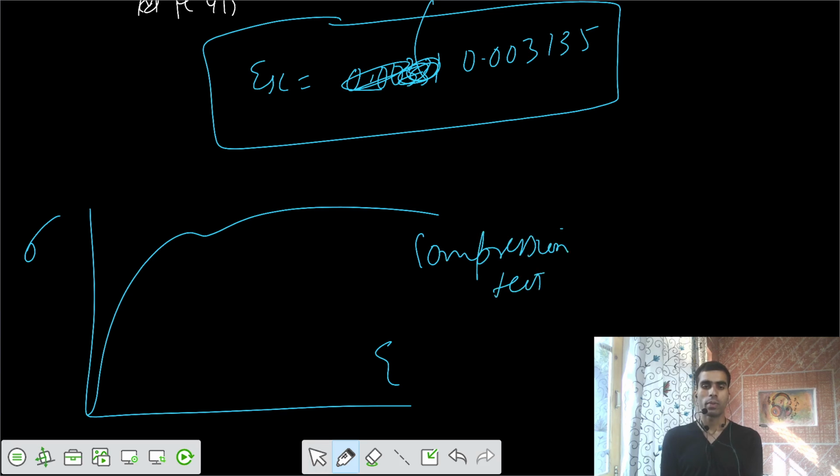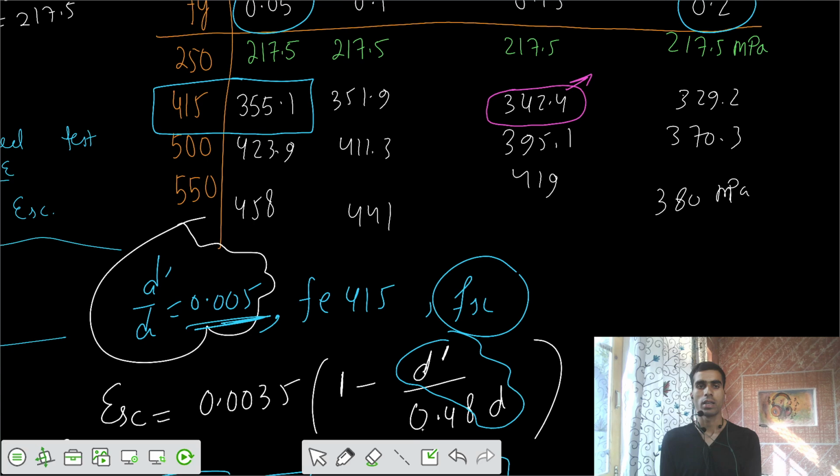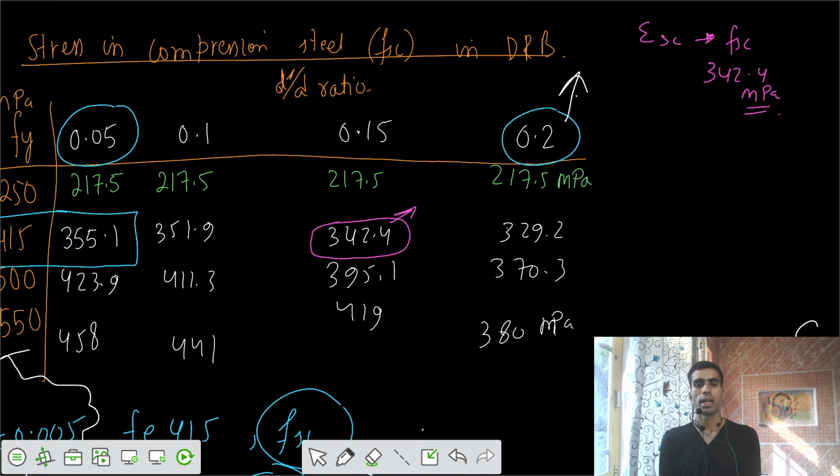Then for the particular value of strain, 0.003135, you have already plotted that and made a table, which is provided in the code also. So you can find the stress in the steel at that strain value. That's how we calculate the stress FSC. But we have directly provided tables, so you can check the values of FSC at different values of strain and at different values of d dash by d directly.